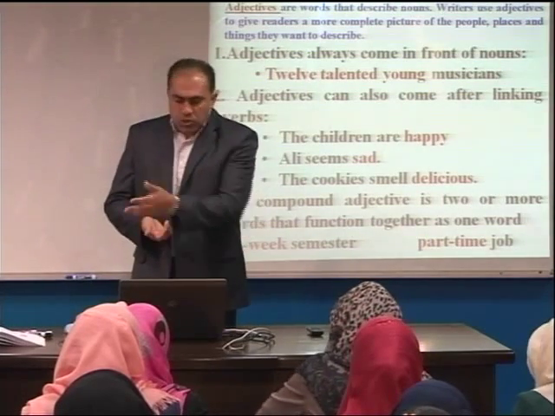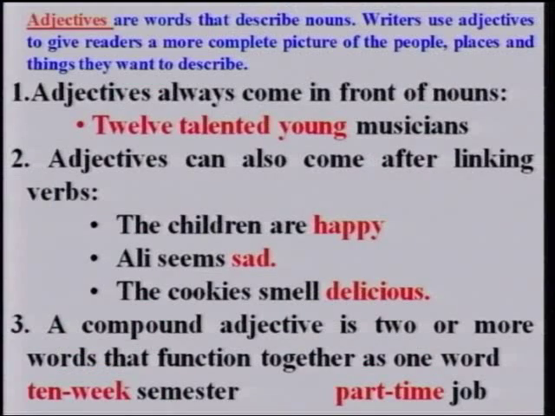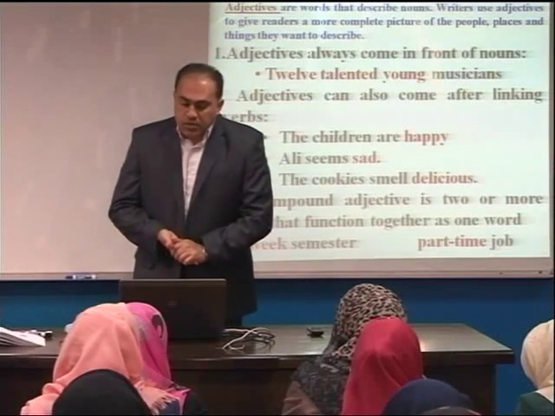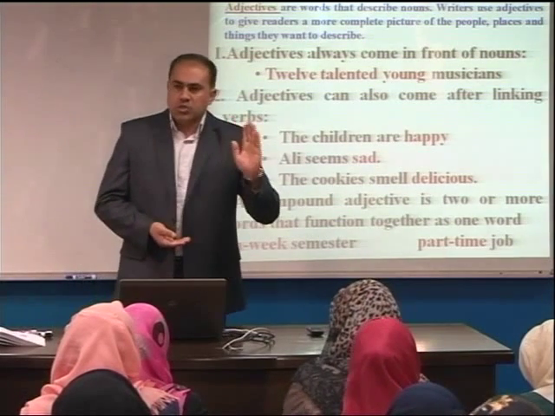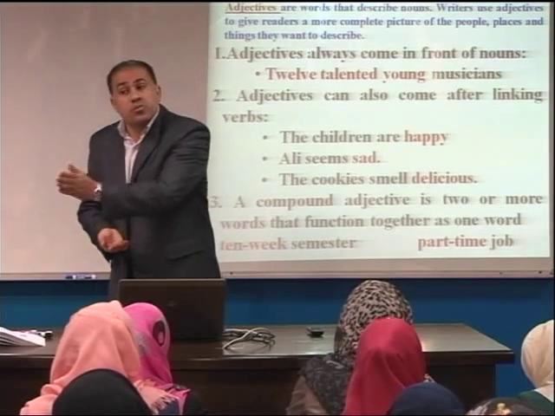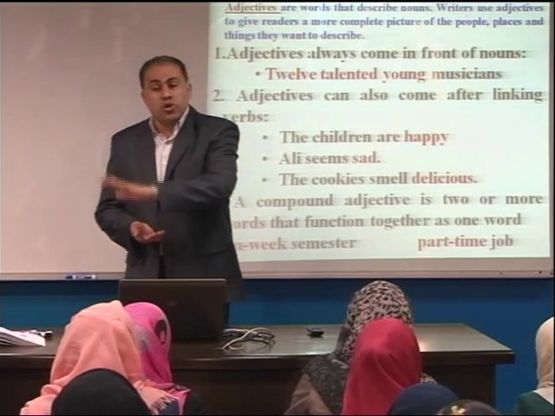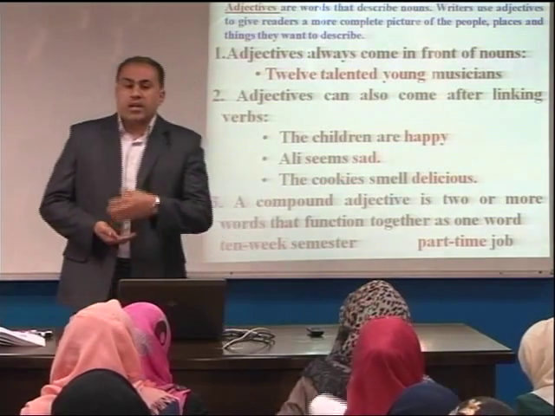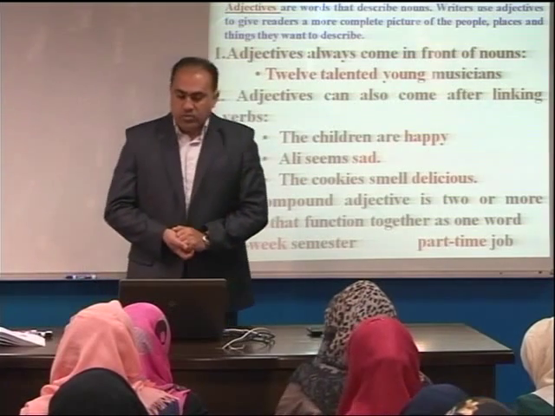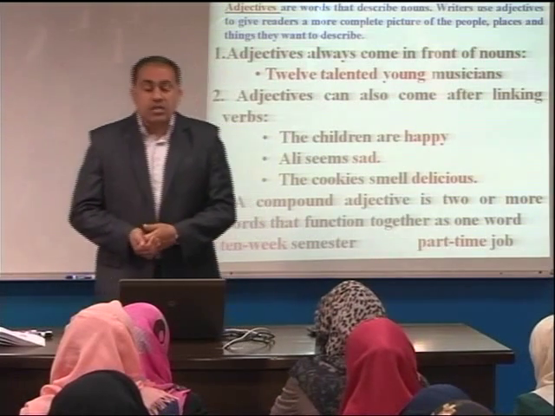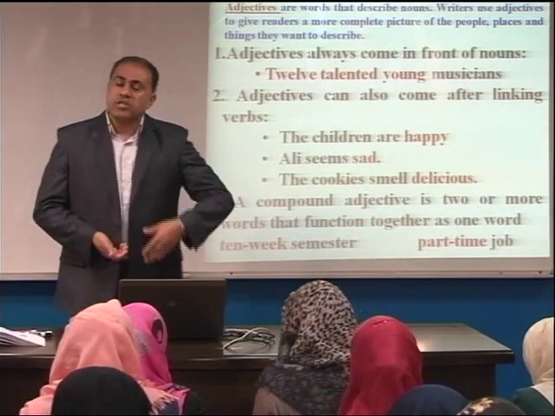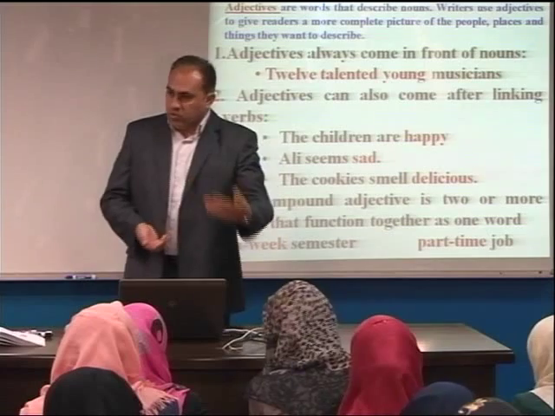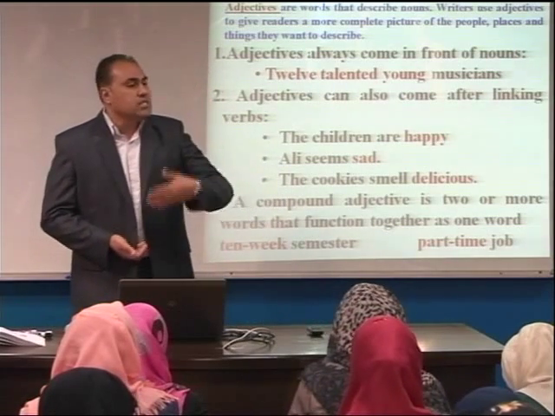There are some things in your textbook, I'm sure that you've read this, about adjectives. The first thing is that adjectives always come in front of nouns. For example, 12 talented young musicians. So they always come before nouns. The second thing, adjectives can sometimes come after linking verbs, such as am, is, are, the verb to be, seem, look, taste, sound, and so on.